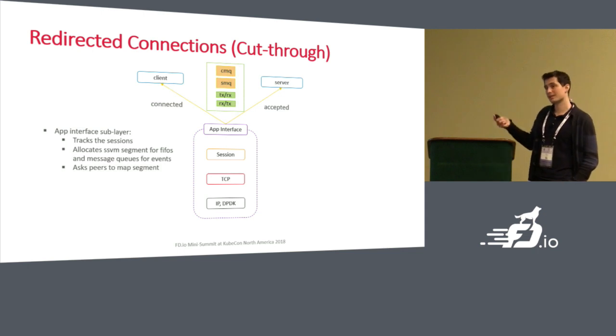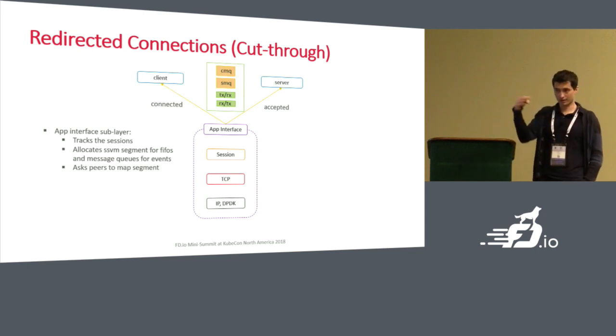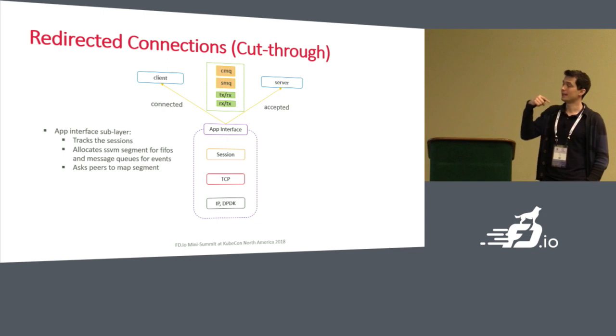And in doing so, it does a bunch more things. First of all, it starts tracking this connection. It allocates a shared memory segment for the sole purpose of this communication.